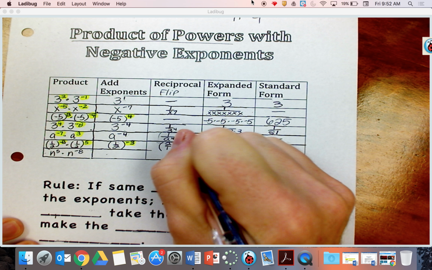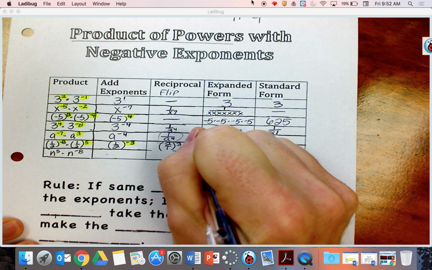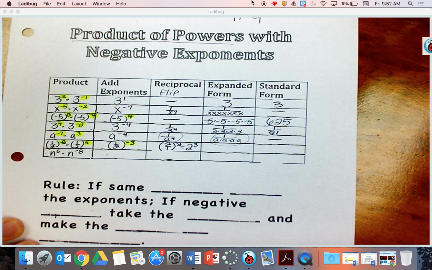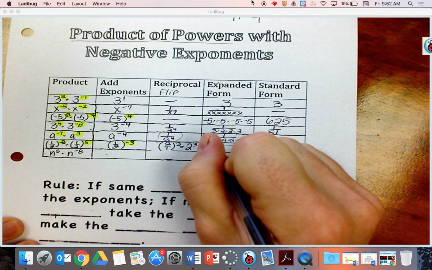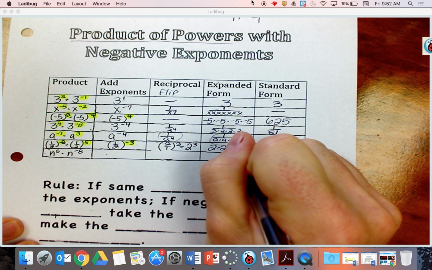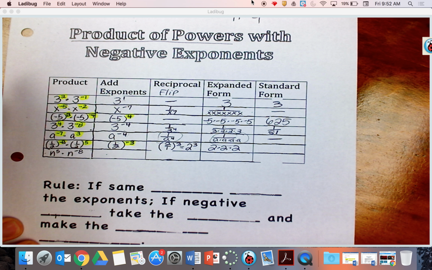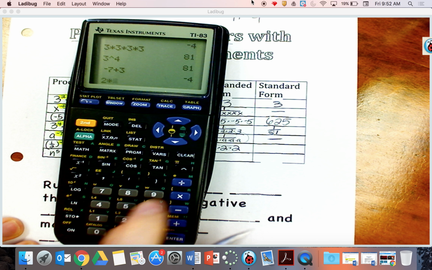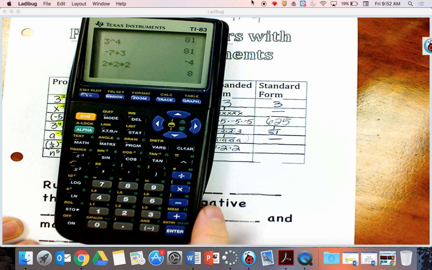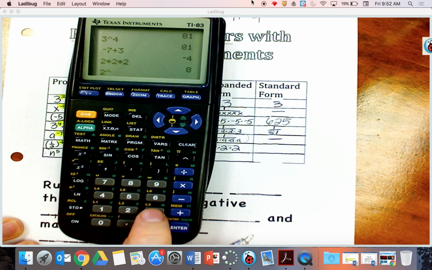Or you could write that out as just simply 2 to the 3rd power. It's the same thing. Now how many 2's do I have? I have 3 of them. 2 times 2 times 2. I can now tell you what my standard form is as a number. I can do either 2 times 2 times 2 or 2 to the third power.